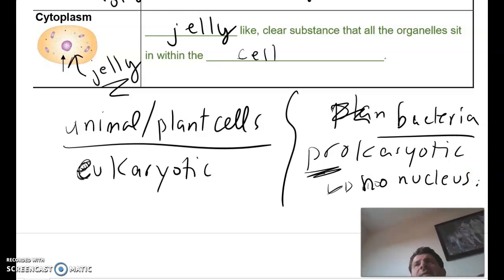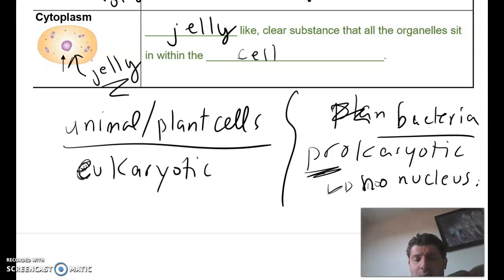Okay. I'm putting this on there. I'm putting a worksheet on there and a little coloring thing. They'll be due by Wednesday.